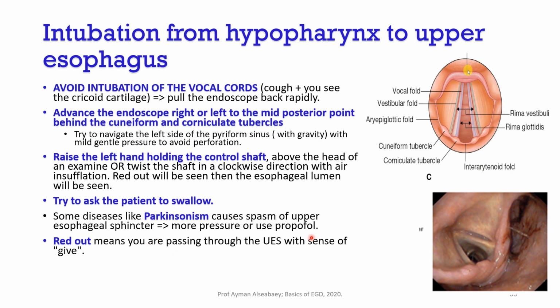In such condition, you may need to give more sedation, and it is better to use propofol to relax the muscle. If you have difficulty in passing through the upper esophageal sphincter, sometimes the endoscope forms a loop outside the patient, which prevents the forward progression of the endoscope in a right way. As a result of the loop, instead of going through the upper esophageal sphincter, it will slip to the trachea here. So to solve this problem, simply elevate your left hand to be parallel to your head. Okay.